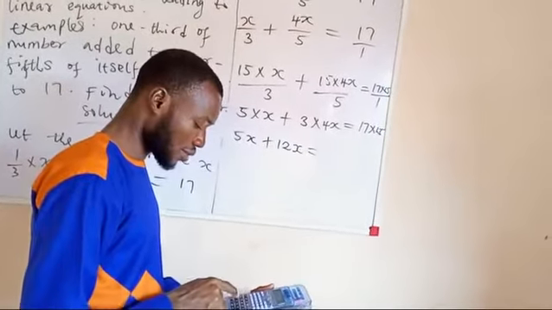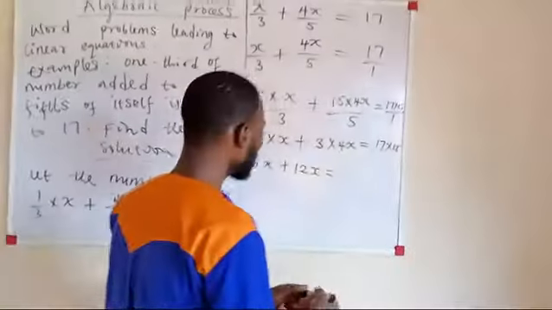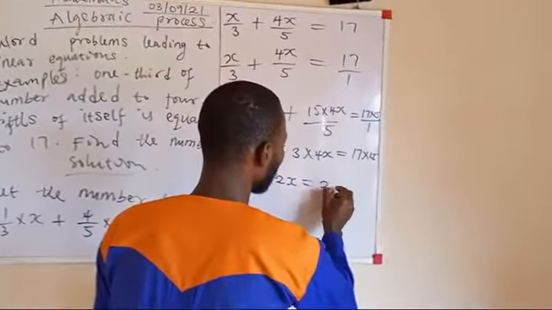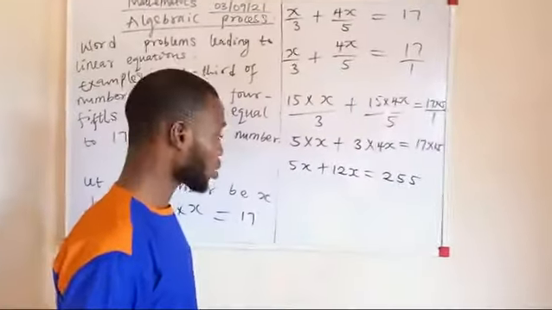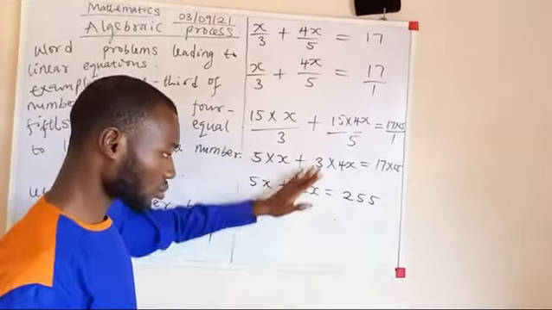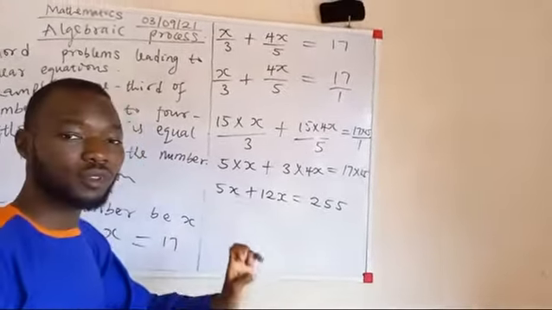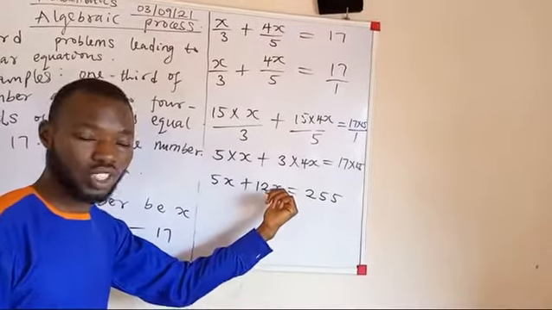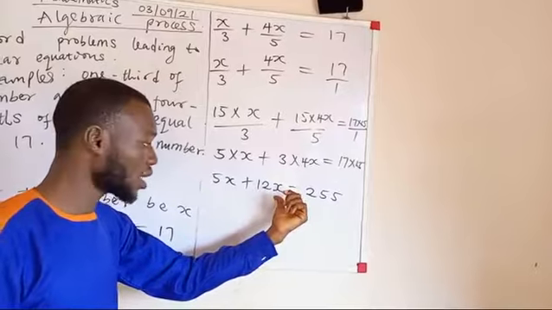17 times 15 will give us 255. So at this point, you have to collect like terms. Taking a look at the question, you find out that it's a normal equation now. What we now have to do is add up the unknown terms.